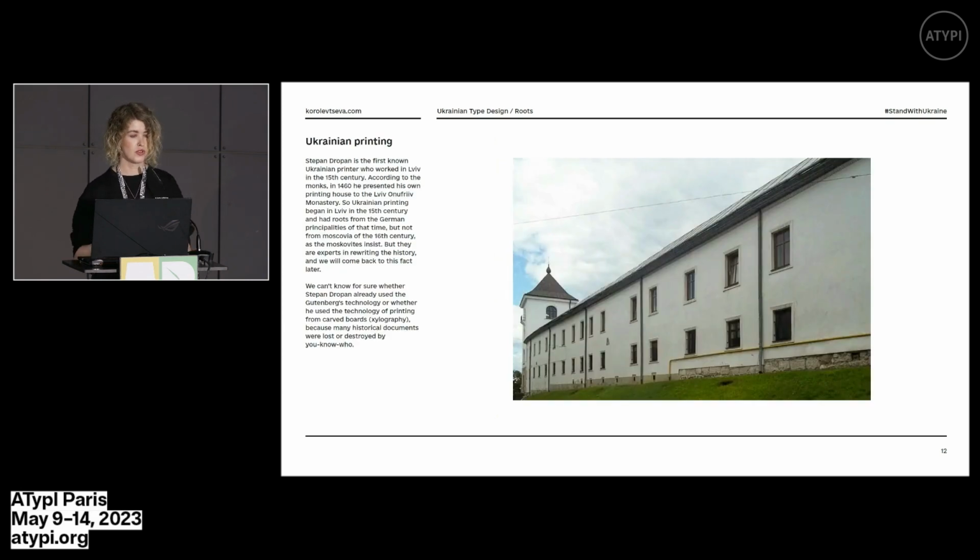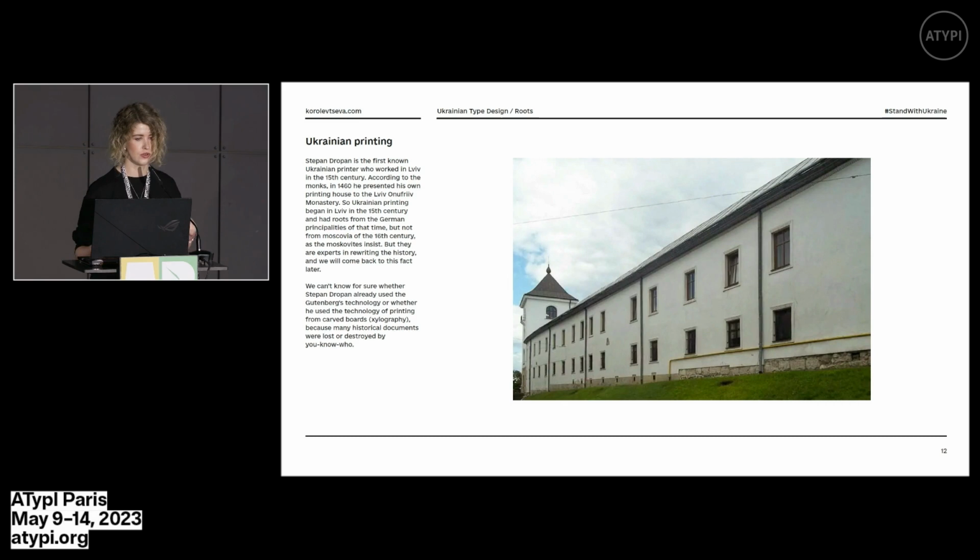And a few words about Ukrainian printing. Maybe you don't know that the first known Ukrainian printer was actually Stepan Droban from Lviv, and Ukrainian printing began in Lviv in the 15th century. It has roots from the German principalities of that time, but not from Moscovia of the 16th century.